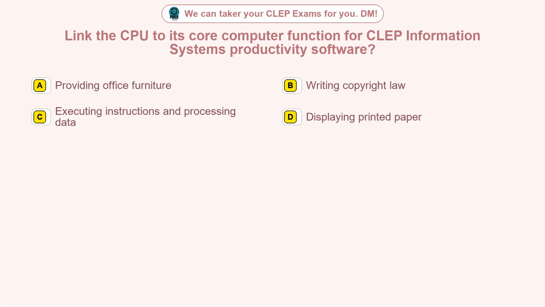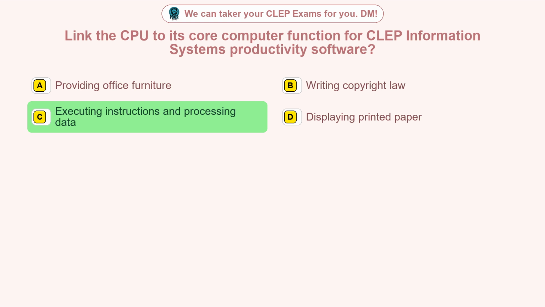Question 51. Link the CPU to its core computer function for CLEP Information Systems productivity software. Option A. Providing office furniture. Option B. Writing copyright law. Option C. Executing instructions and processing data. Option D. Displaying printed paper. The correct answer is option C.